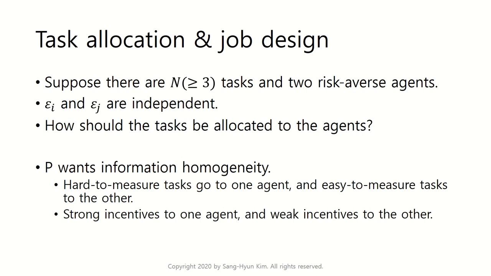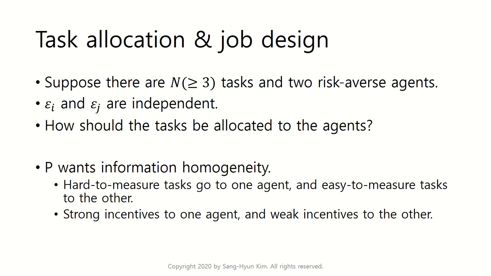So the principal wants information homogeneity. What that means is hard to measure tasks go to one agent and easy to measure tasks go to the other agent. And by doing so, the principal can give strong incentives to at least one agent. If everything is mixed up, then the principal cannot give strong incentive to any agent. But if you put all the hard to measure tasks to one agent and all the easy to measure tasks to the other agent, then you can give strong incentive to at least one agent, the agent who is doing easy to measure tasks, right? So it is more efficient to give strong incentives to at least one agent. That's the reason why you want information homogeneity.